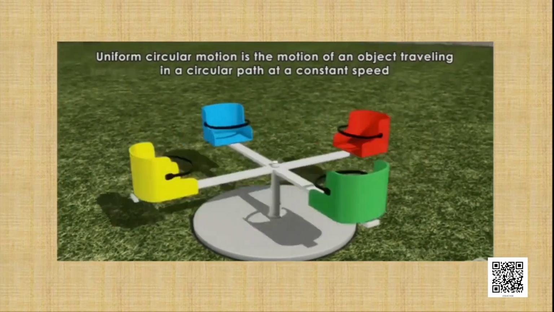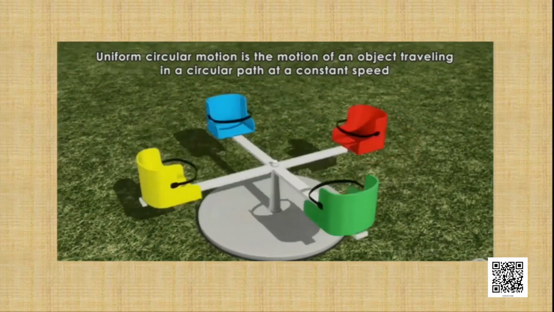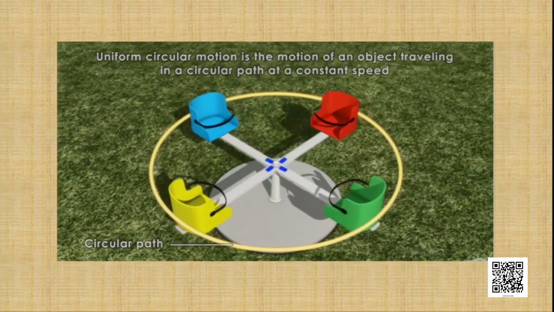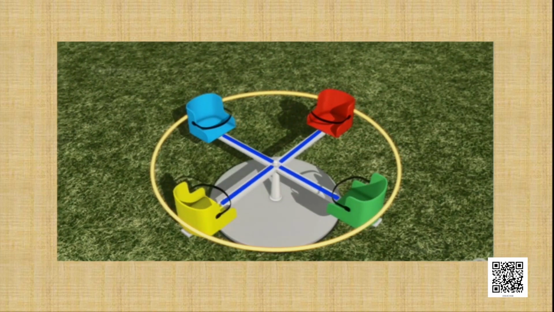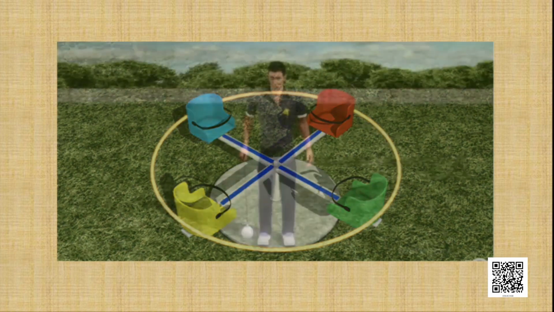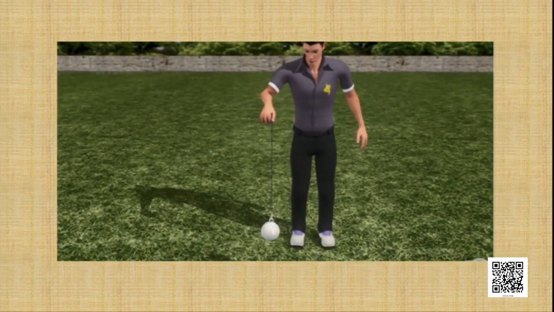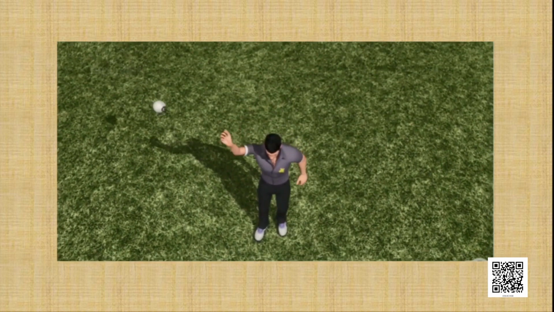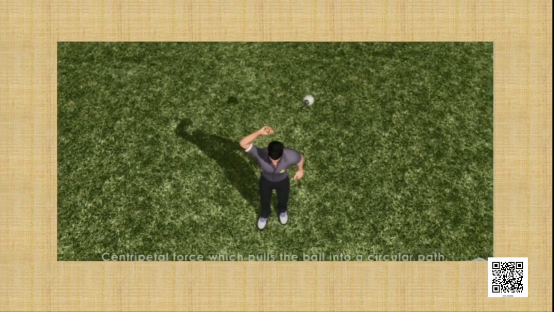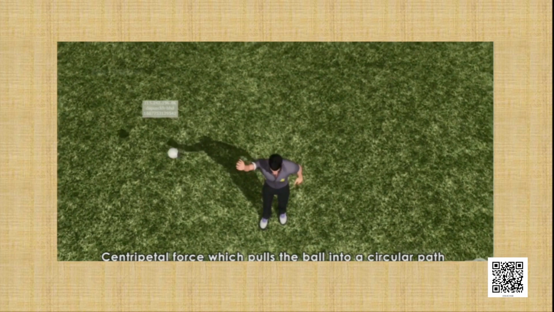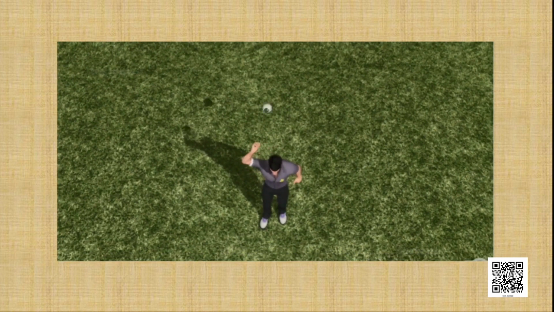Uniform circular motion is the motion of an object traveling in a circular path at a constant speed. The distance of the object from the axis of rotation remains constant at all times. To illustrate a uniform circular motion, tie a string to a ball and rotate it in circles. The string transmits the centripetal force which pulls the ball into a circular path. The ball travels at a uniform speed as it moves around in a circle.